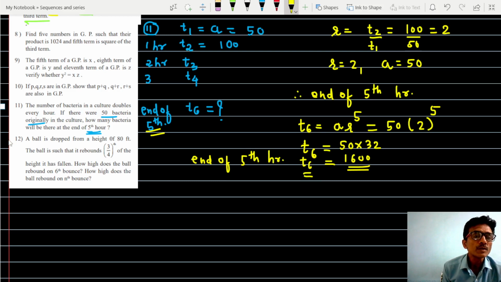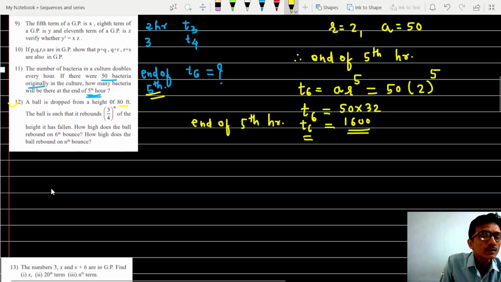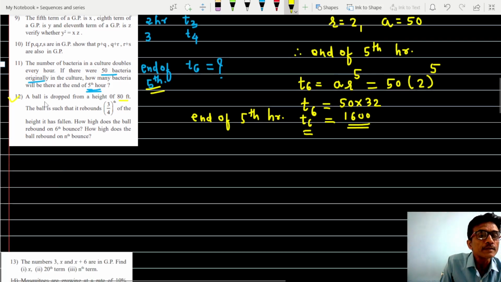Then question number 12 is what? A ball is dropped from height of 80 feet. The ball is such that it rebounds 3/4 of height it has fallen. How high does the ball rebound on 6th bounce? How high does the ball rebound on nth bounce? So here, what is the initial height? From which it is dropped.